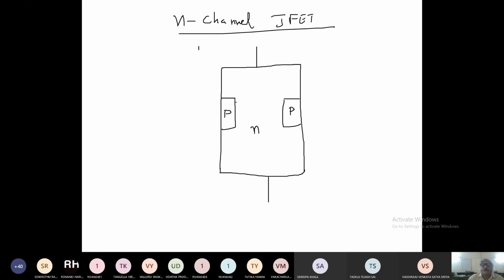Internally these P type materials are joined together, and you will get one terminal here. This terminal which you get from the P material is called the gate. And there are two other terminals, one is source and one is drain. You can make any terminal a source and any terminal a drain. It depends upon how you have connected the external voltage source.